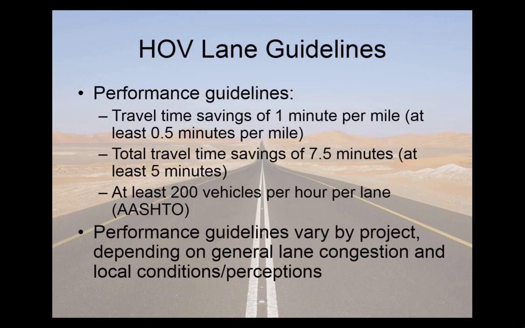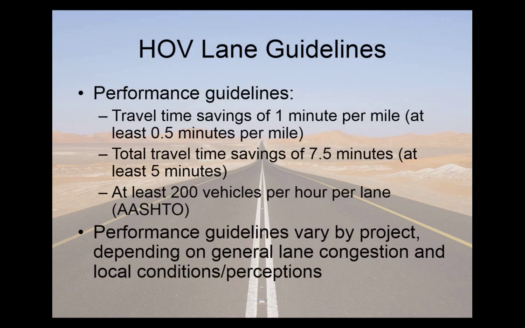Guidelines for HOV lanes. Most of the existing guidelines are for freeways, but these can also be adjusted for use on arterials. Performance guidelines are travel time savings of ideally 1 minute per mile, but it should be at least half a minute per mile. That's for freeways.